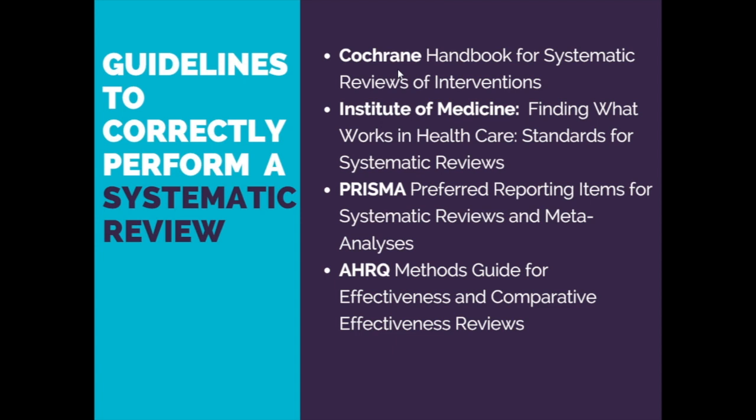And while it is very specific and very detailed, there's no need to really follow the exact steps as described in the Cochrane Handbook. The only time you will need to follow each and every step is if you were to publish your review in the Cochrane Database of Systematic Reviews. The next one, the Institute of Medicine, created their guideline called Finding What Works in Healthcare: Standards for Systematic Reviews. PRISMA, as we saw in the other systematic review, stands for the Preferred Reporting Items for Systematic Reviews and Meta-Analyses. And then the AHRQ, Methods Guide for Effectiveness and Comparative Effectiveness Reviews.